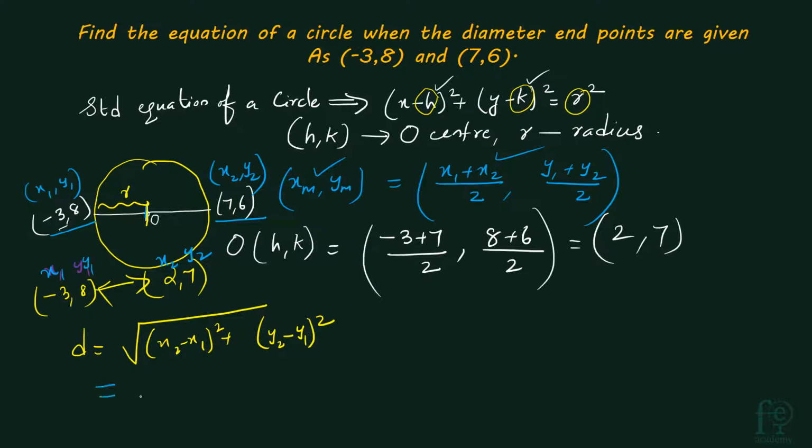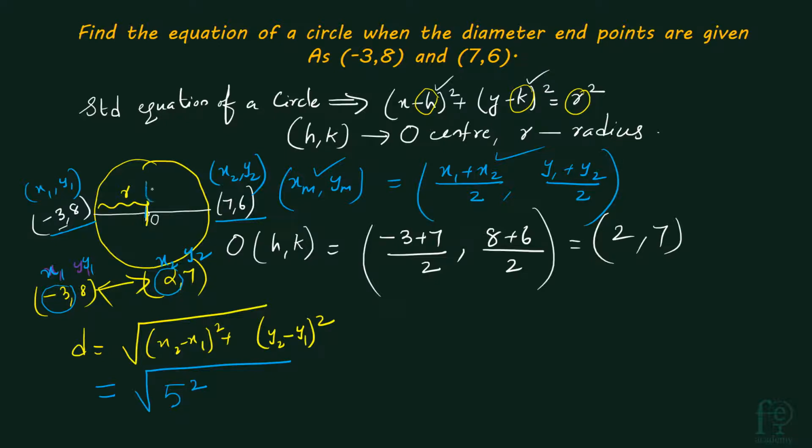So here our distance will be equal to root of (x2 minus x1). So it is 2 minus -3, which will give you 5 square. Okay, x2 is equal to 2 and x1 is equal to -3. So we are asked to find out the distance between the 2 points -3, 8 and 2, 7.